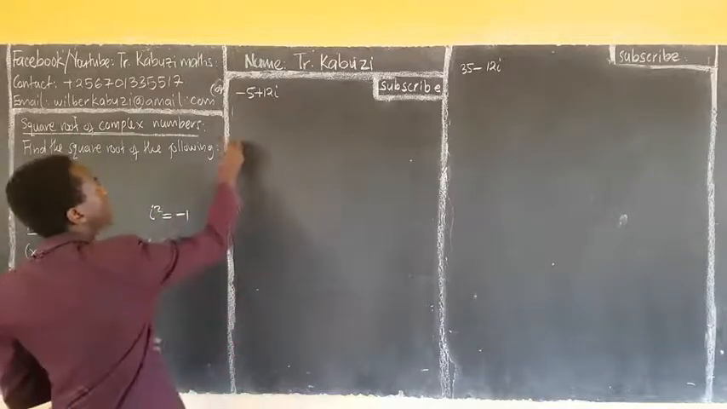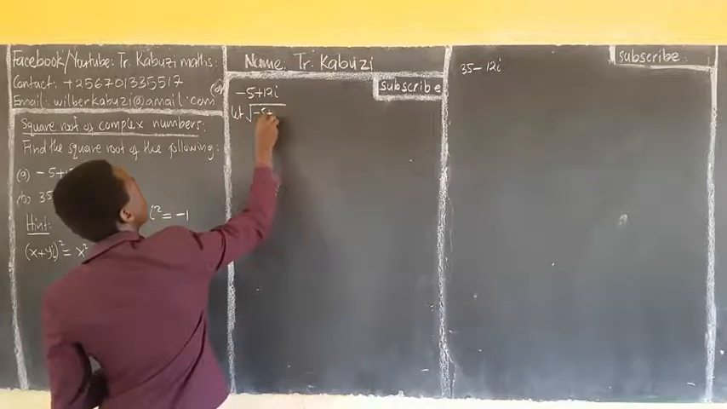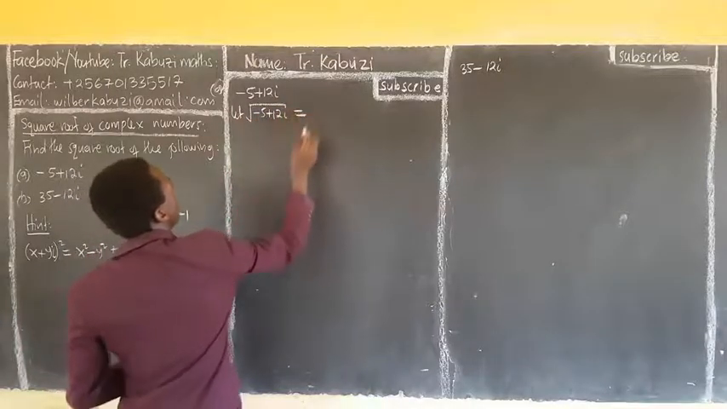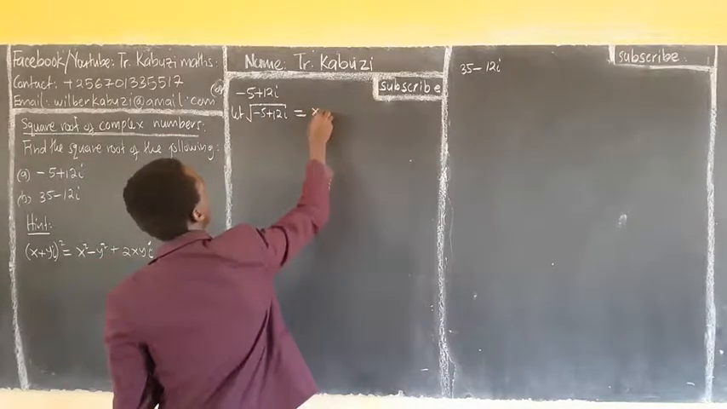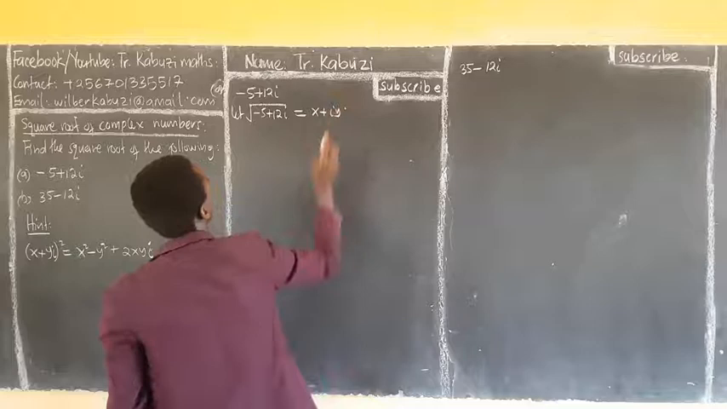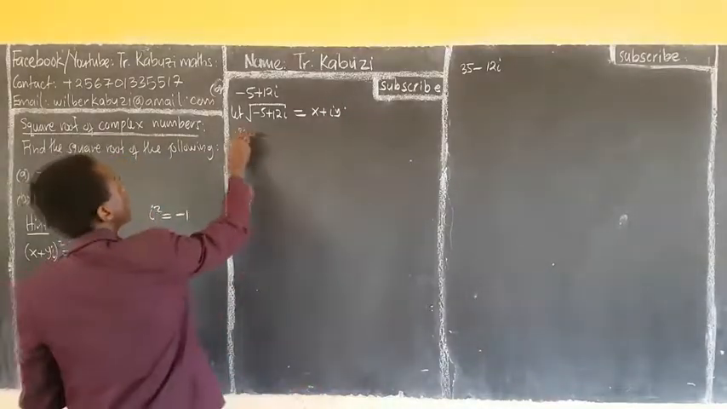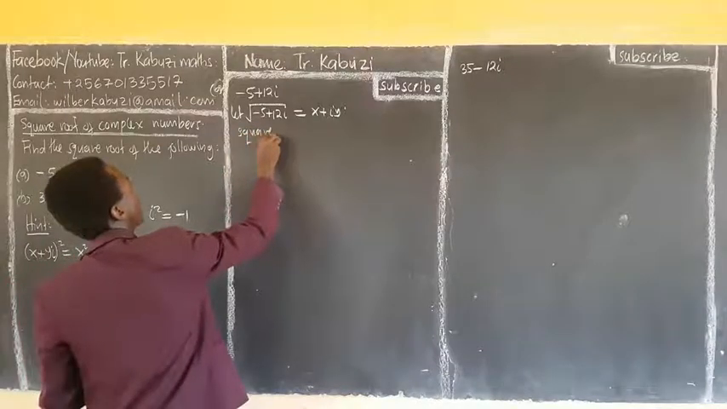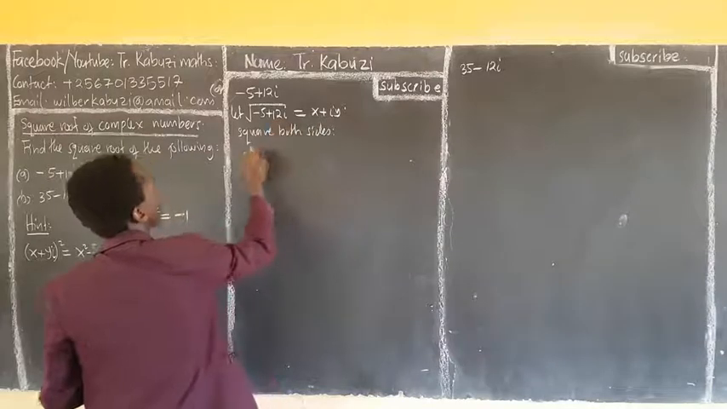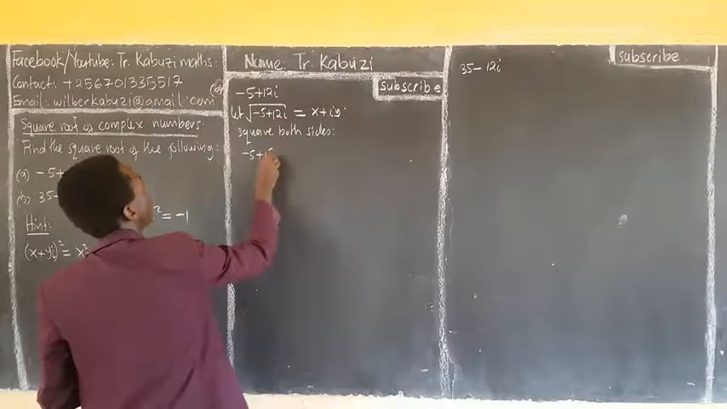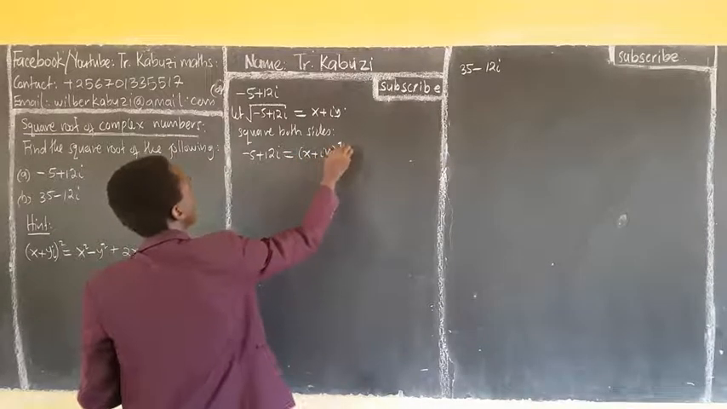So from here I say, let the square root of negative 5 plus 12i, now it's also going to be a complex number, say x plus iy. To remove this square root, I square both sides. Both sides, I'll be having now negative 5 plus 12i equaling x plus iy whole squared.